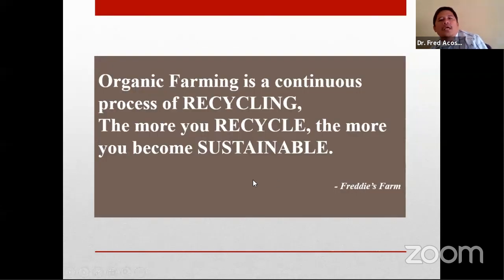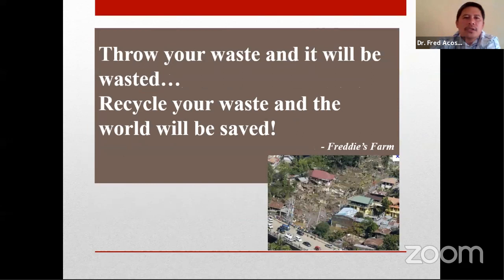So what we are saying is, in organic farming, it is a continuous process of recycling. The more we recycle, the more we become sustainable. And of course, if we throw our waste, it will just be wasted. But if we recycle our waste, then maybe we can save the world.